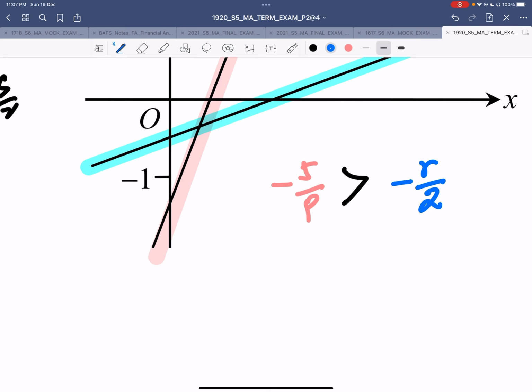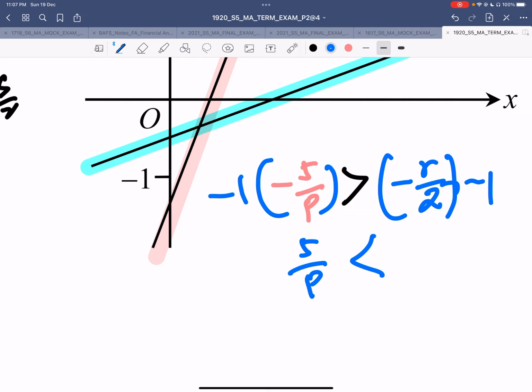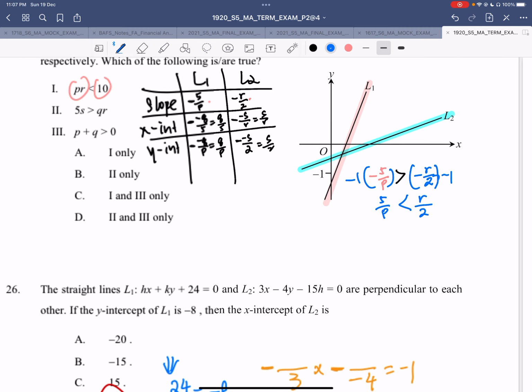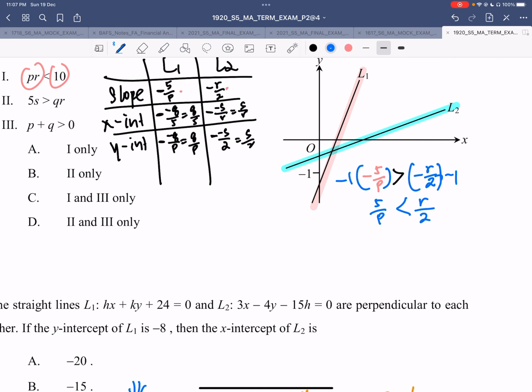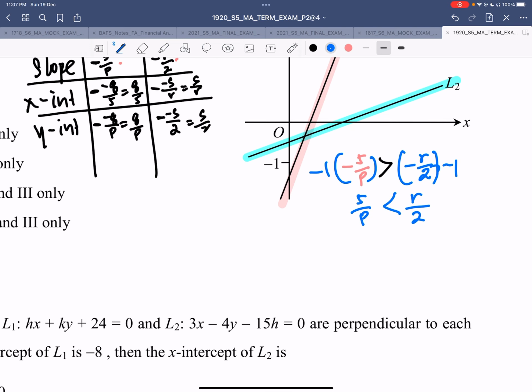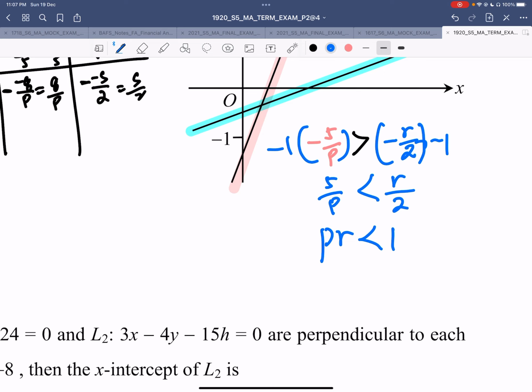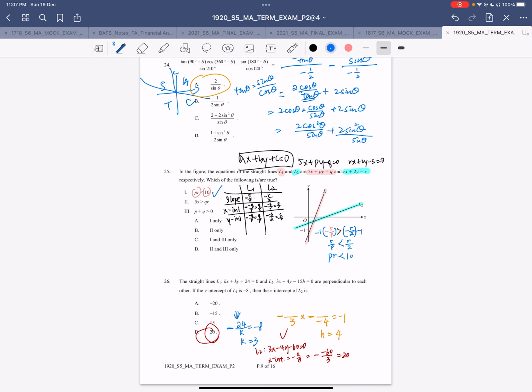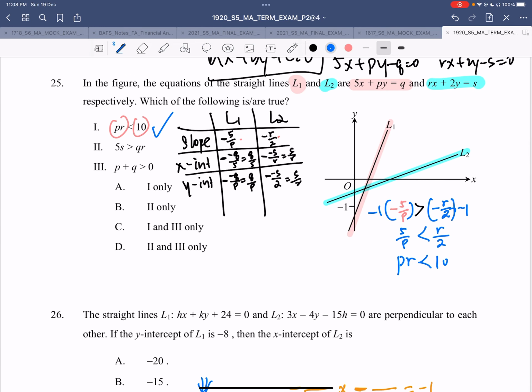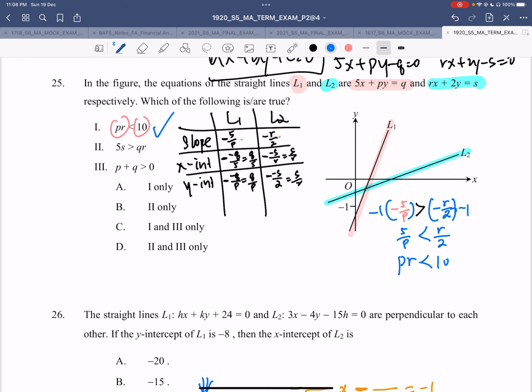Both sides negative, then change sign to eliminate the negative sign first, because the negative sign is not something we want. Okay, and then we can use the cross multiply method, so we can see that PR is smaller than 10. Okay, yes, so 1 is correct. Oh, but wait, how do we know that PR is smaller than 10?